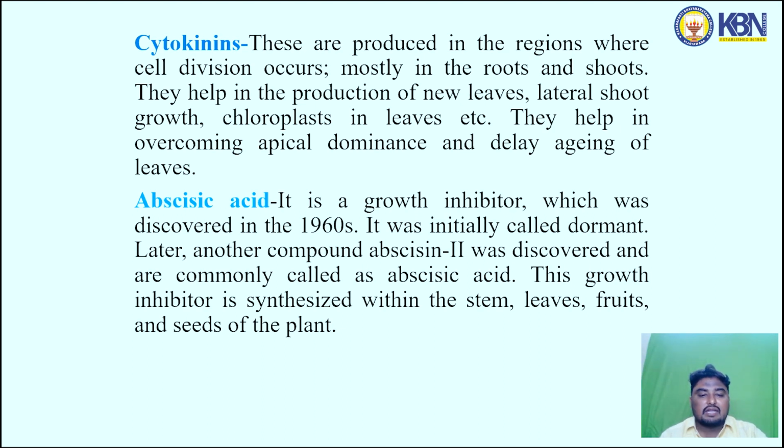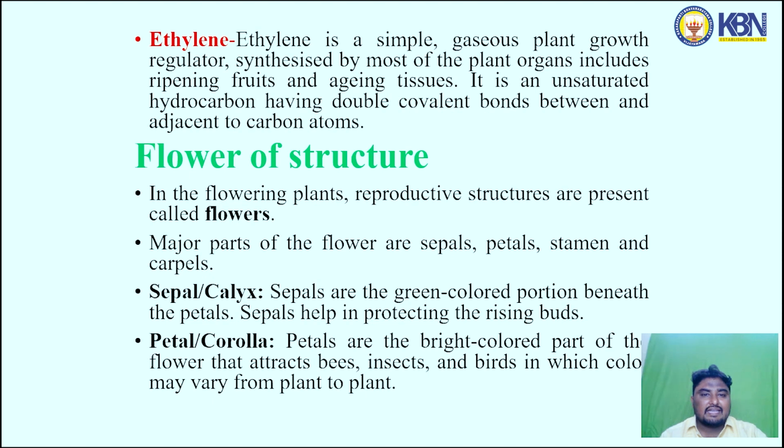This growth inhibitor is synthesized within the stem, leaves, fruits, and seeds of the plants. Ethylene. Ethylene is a simple gaseous plant growth regulator synthesized by most of the plant organs, including ripening of fruits and aging of the tissues. It is an unsaturated hydrocarbon having a double covalent bond between adjacent carbon atoms.